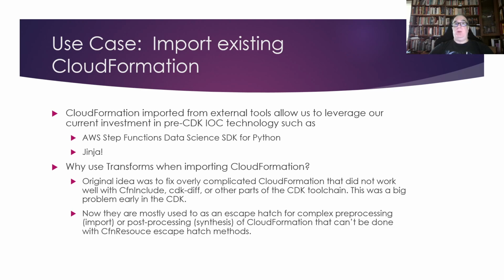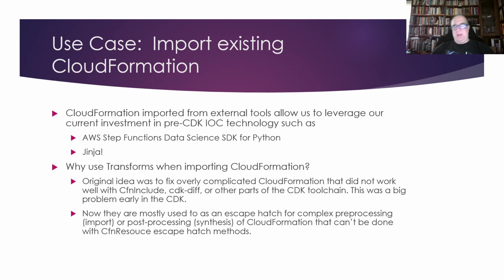And so we had this whole infrastructure for deploying these step functions, where we had our own servers, and we would deploy code to them that could read the step functions data science SDK step function definitions, and then call the correct APIs to create those step functions. Well, why wouldn't I just do that with CloudFormation? The problem with this is that the CloudFormation generated by the AWS Step Functions Data Science SDK and by Jinja did not always work with the CDK toolchain.